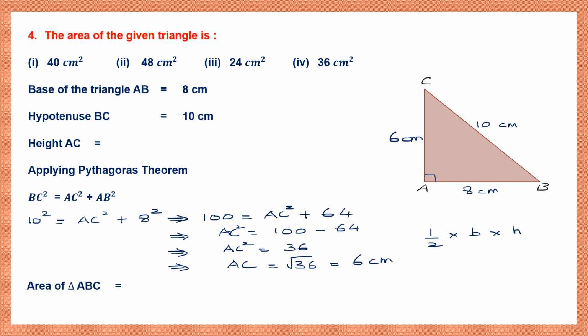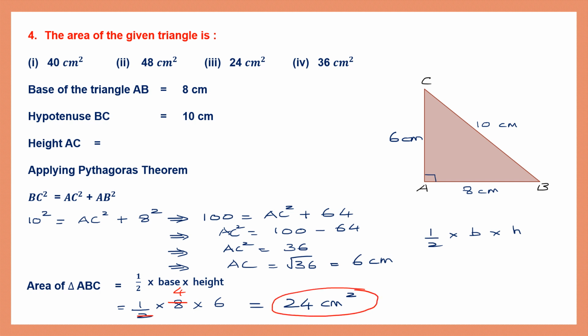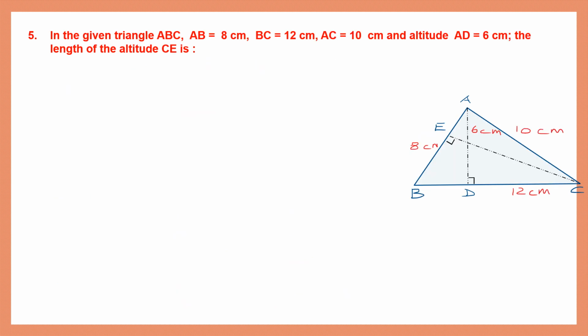Area of triangle ABC is equal to half into base into height. That is equal to half into base is how much? 8 centimeters, and height is how much? We just found out to be 6 centimeters. Now let's cancel. 2 4s are 8. Now let's multiply. 4 6s are 24. So 24 centimeters square is the area of this triangle ABC. And that is option 3. Option 3, 24 centimeters.